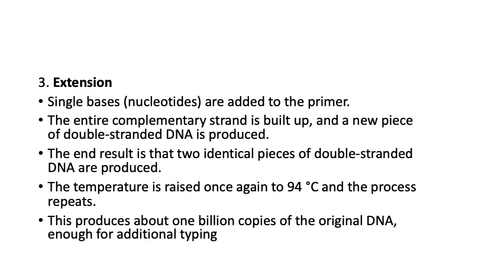The third step is extension. Under the influence of Taq polymerase, single bases are added to the primer one by one. Each base is complementary to a single nucleotide present on the strand being duplicated. The entire complementary strand is built up and a new piece of double-stranded DNA is produced. This process occurs at each of the complementary single strands created by the denaturation process. So the end result is that two identical pieces of double-stranded DNA are produced. This completes one PCR cycle.